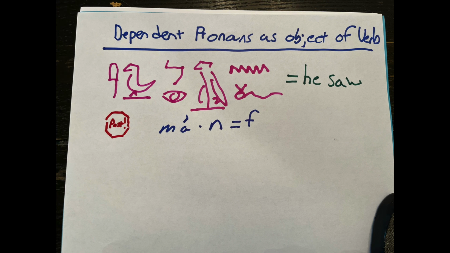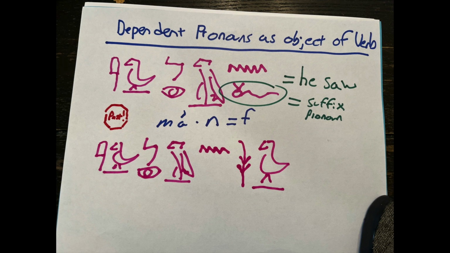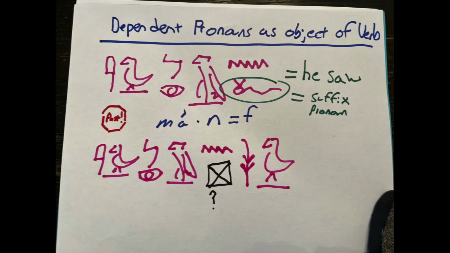So if we were going to change this from he saw, which uses a suffix pronoun, and instead remove that suffix pronoun and put in a dependent pronoun in its place. So where you have the horned viper, this is the F for he, we're going to change that to the dependent pronoun of the root with the chick. Now, you will notice in doing this, it does leave this kind of weird empty space that I drew a little X box with a question mark.